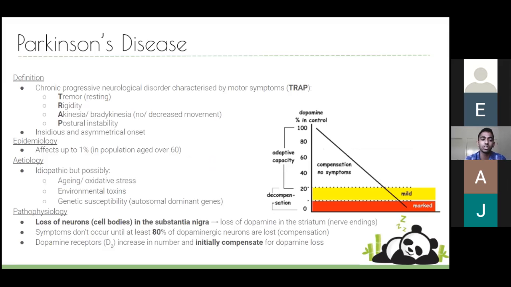No? Okay, moving on to Parkinson's disease. So what is Parkinson's disease? I'm sure you've talked about it today. We've got a chronic neurological disorder, and it's characterized by these motor symptoms. So we've got a tremor, we've got rigidity, we've got less movement, and we've got postural instability. Chronic onset, usually asymmetrical, very common in old people.